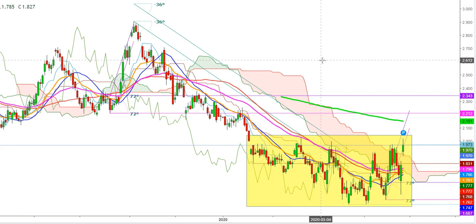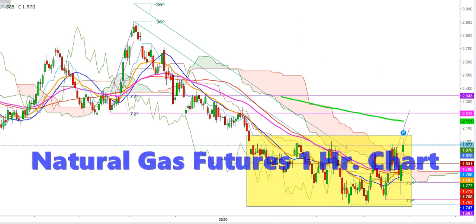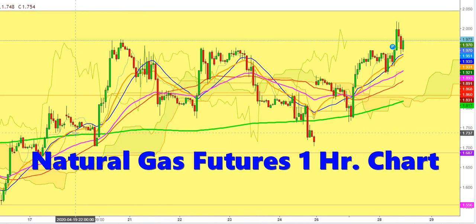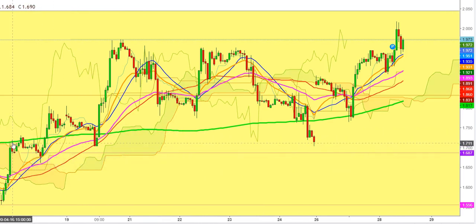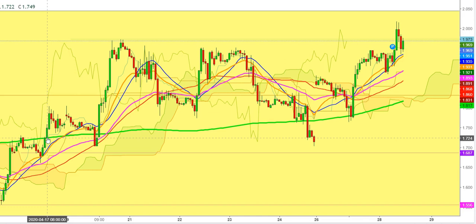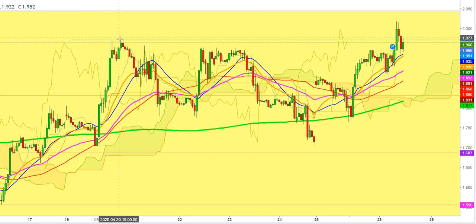So friends, now let us see this move in an hourly time frame. So here you can see that in an hourly time frame the natural gas futures have found a good support above the 200 days moving average, and the natural gas futures have been constantly maintaining above the 200 days moving average in an hourly time frame since April 17, 2020, where the natural gas futures found a breakout on April 20th, 2020 and tried to stay above this level, where they found their immediate resistance at the levels of $1.973.